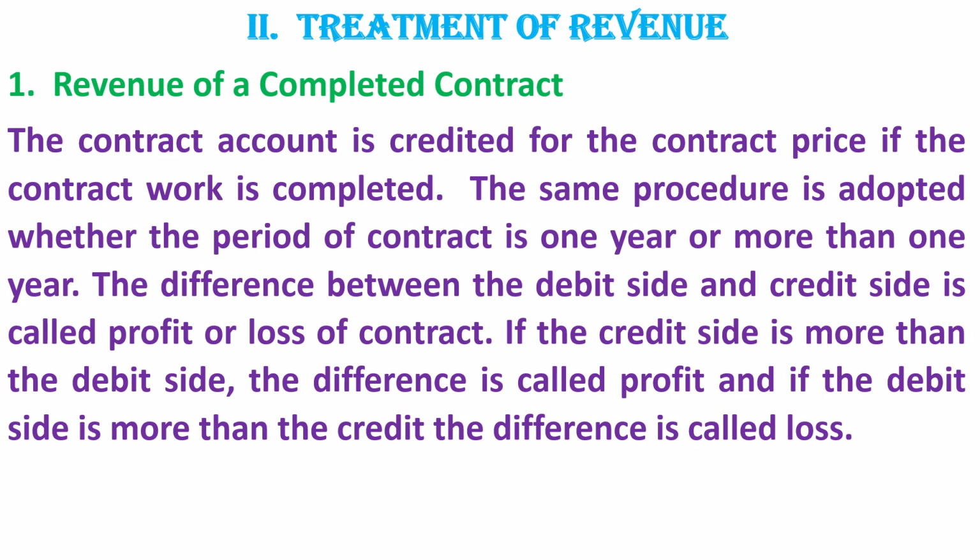Treatment of revenue. 1. Revenue of a completed contract. The contract account is credited for the contract price if the contract work is completed. The same procedure is adopted whether the period of contract is 1 year or more than 1 year. The difference between the debit side and credit side is called profit or loss of contract. If the credit side is more than the debit side, the difference is called profit, and if the debit side is more than the credit, the difference is called loss.